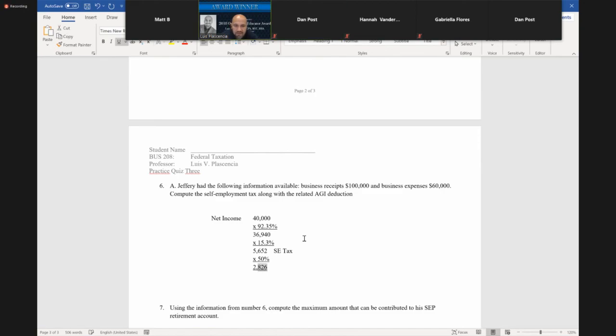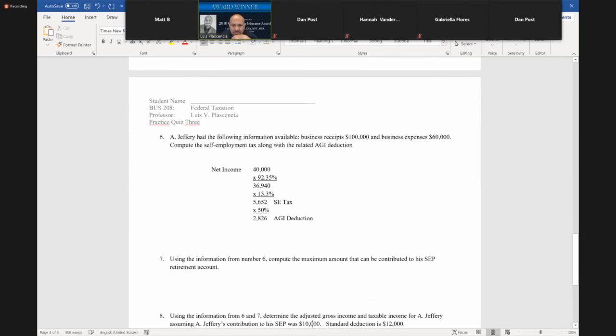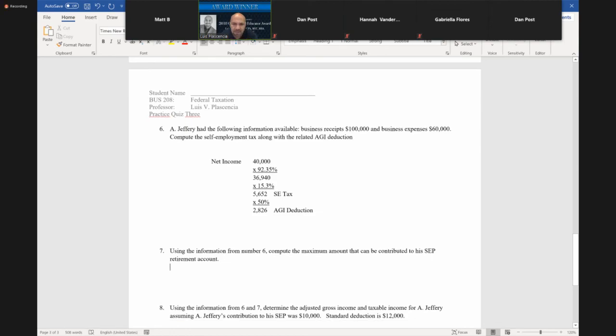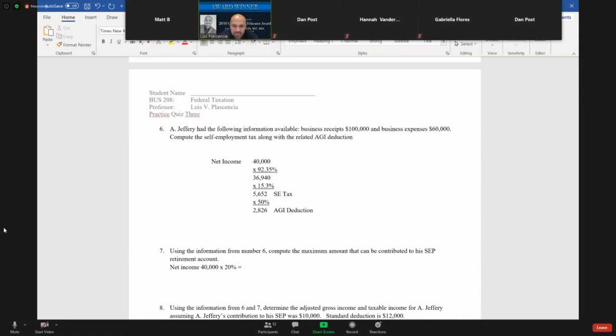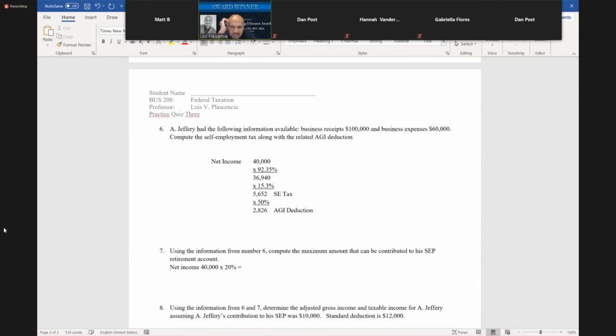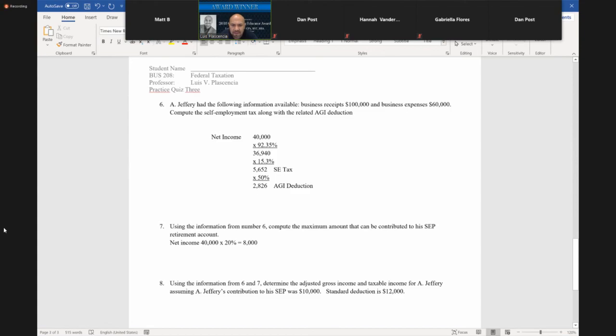Okay. So we have the AGI deduction. Any questions with that one? Okay, we got to do it step by step. This is the reason why I put it in these steps. Maximum amount of the SEP contribution, I know it was something like net income, which is 40,000 times 20%, right? What does that equal? 8,000, right? So even though they made a contribution of 10,000, he could only deduct 8,000 of it. $2,000 can be left there, that's the basis, or he can take it out.